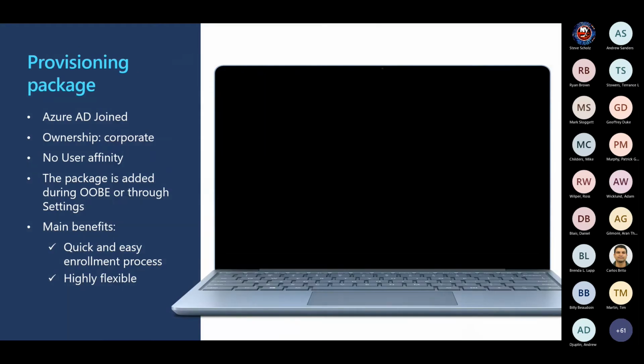All right, so now it's the provisioning package and Windows 11 enrollment flow. Again, it's a corporate type enrollment. The device gets Azure AD joined and subsequently MDM enrolled. And one of the cool benefits is that this is a very quick and easy and predictable process. It's also very flexible. As part of the provisioning package, you can actually add additional settings or applications that you may want to have configured as this provisioning package is getting applied.